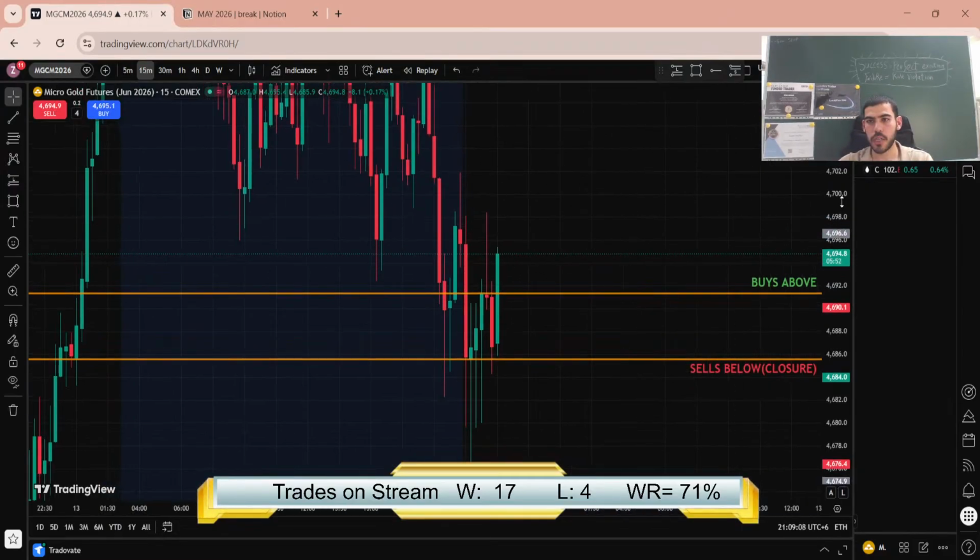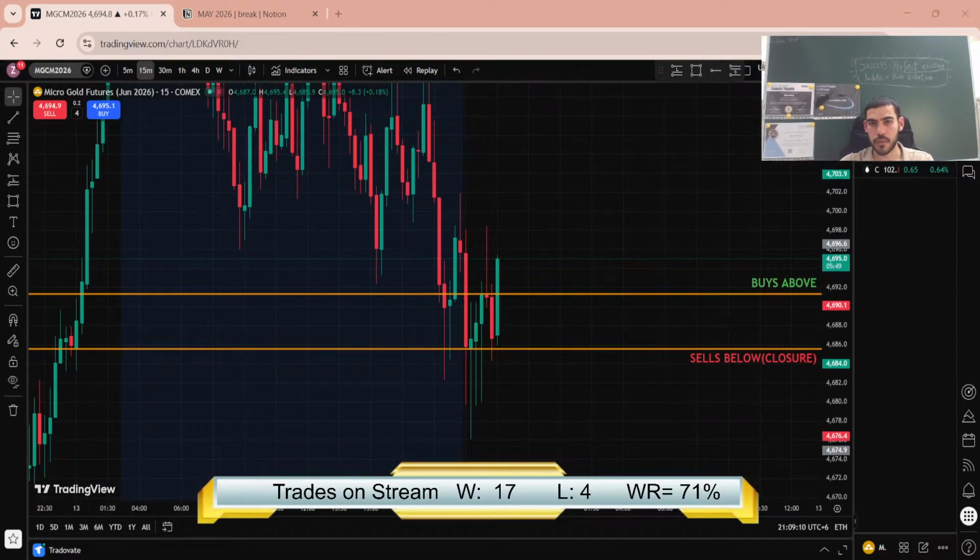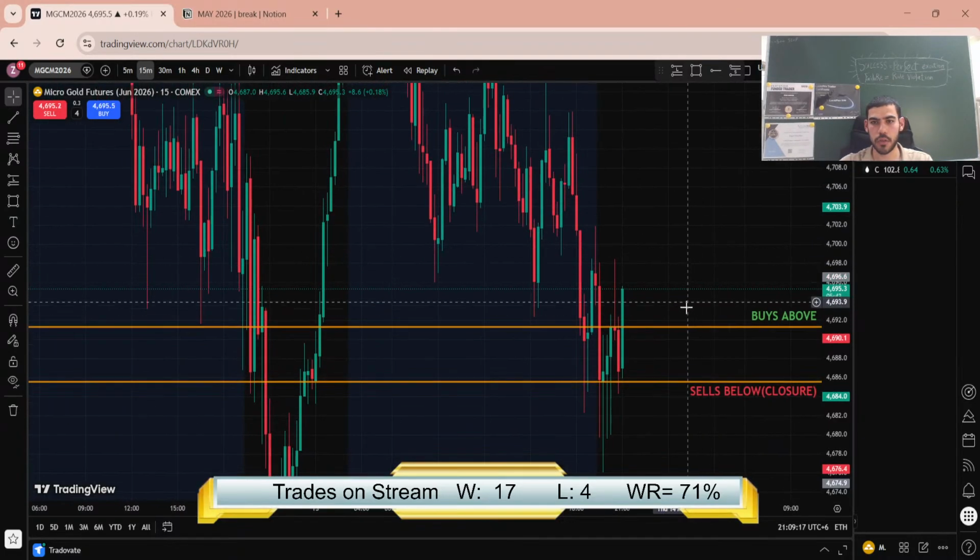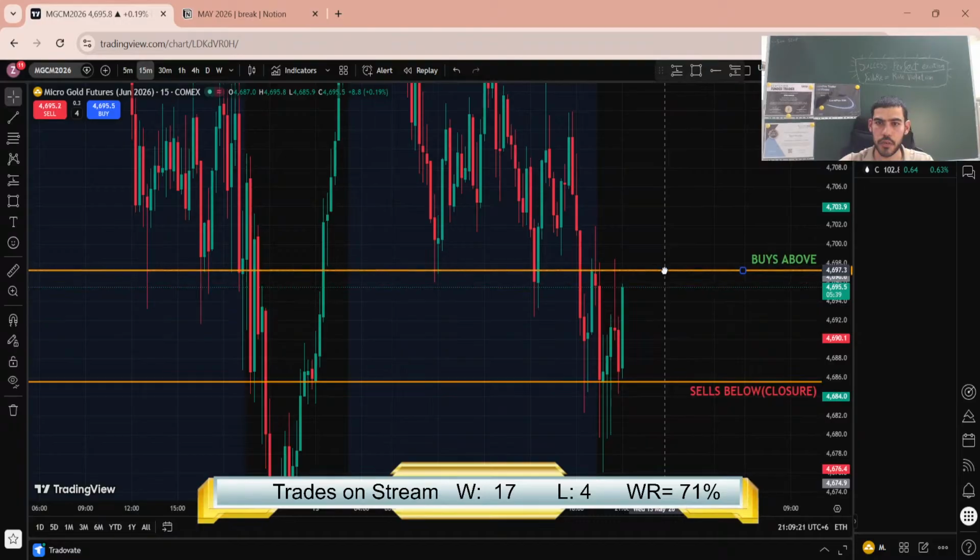Oh wow, look at this candle going, guys. Wow, what an interesting move right there. So this is what I was anticipating, that gold can keep moving to the upside. So either it closed above here or above there.